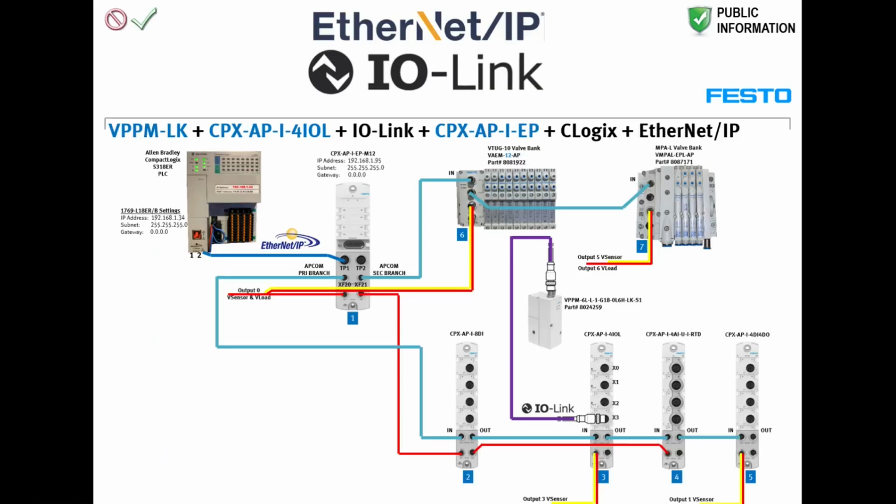Our network arrangement is going to be a VPPM connected via IO-Link to port X3 on a CPX-AP-I-4IOL, and the 4IOL is going to be communicating across the AP network to a CPX-AP-I-EP. That device is going to be connected to the programmable PLC via EtherNet.